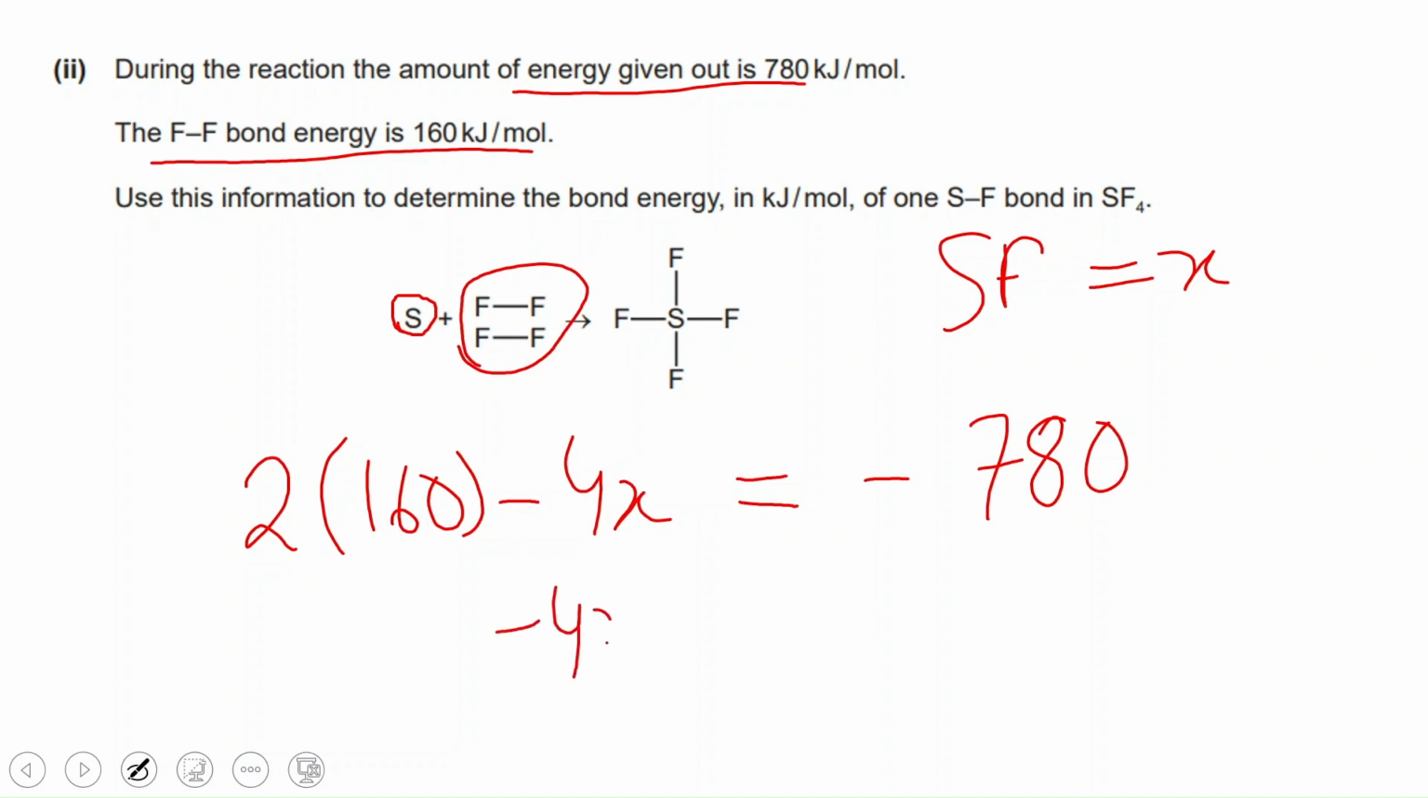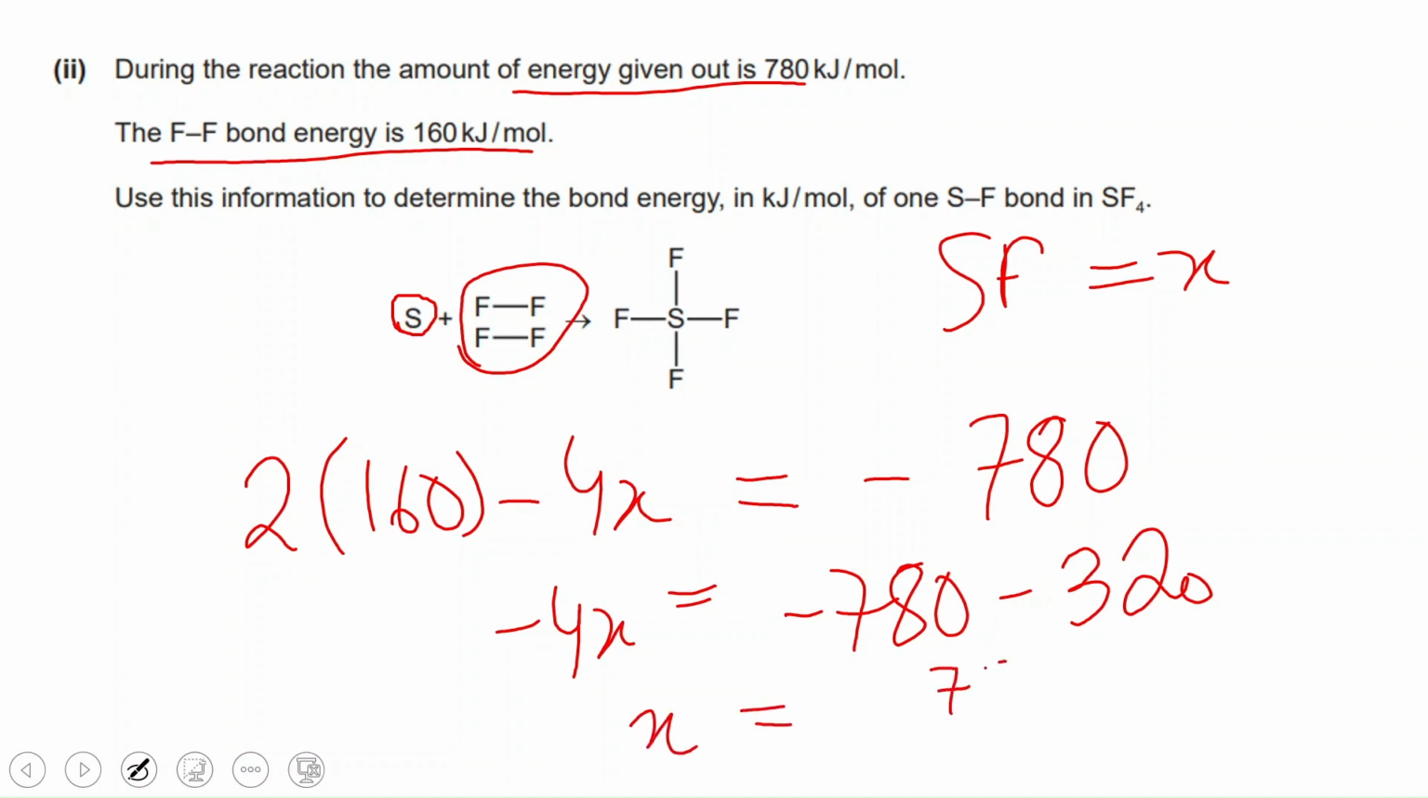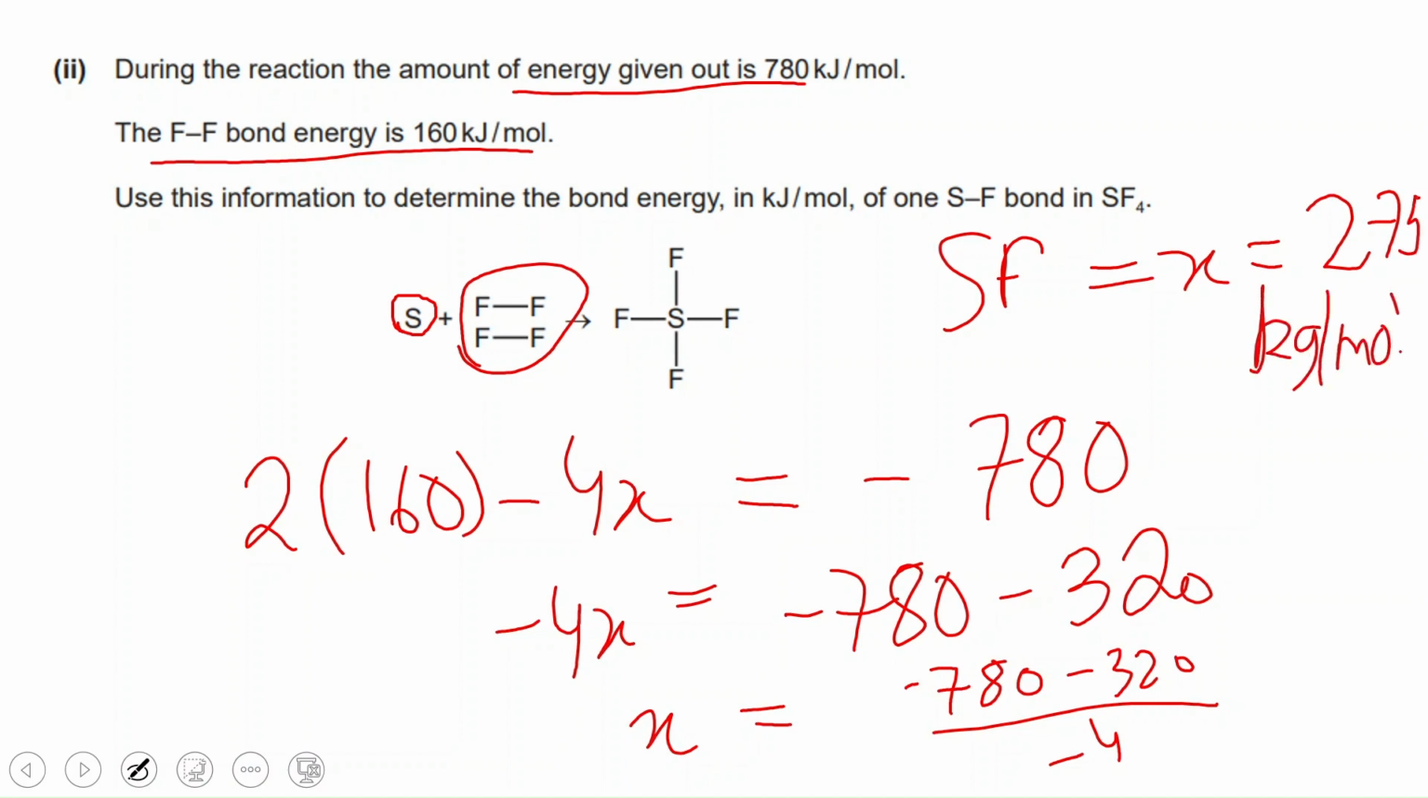So we get minus 4x is equal to minus 780 minus 320, and then x is equal to minus 780 minus 320 divided by minus 4. So that will be your answer, which you just plug into your calculator. Minus 780 minus 320 divided by minus 4 is 275 kilojoules per mole. So I'm just going to write over here, this is equal to 275 kilojoules per mole. That's the final answer for a single SF bond.